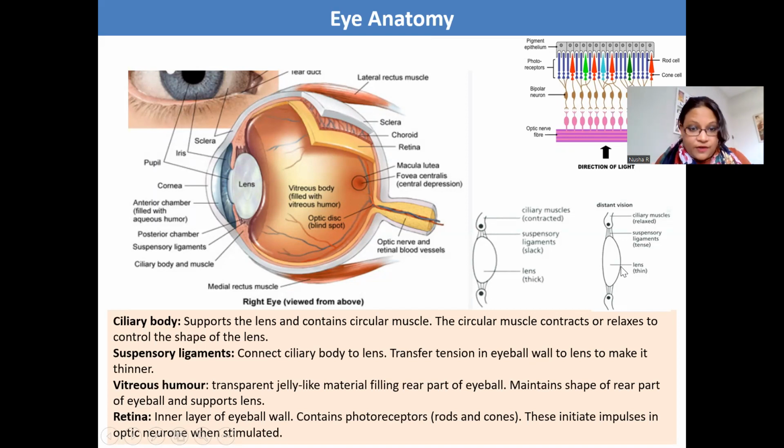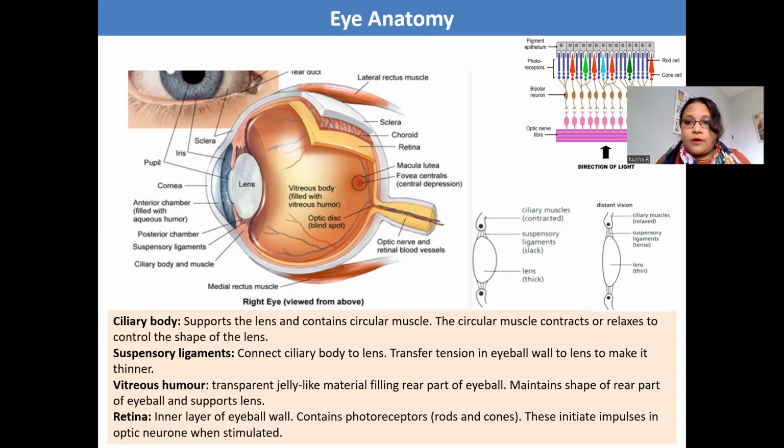Let's look at the vitreous humor. Now, vitreous humor is here. It's the transparent jelly-like material that fills the rear part of the eyeball. You can see that, and the purpose of that would be just to maintain the shape of the rear part of the eyeball, and it also supports the lens here.